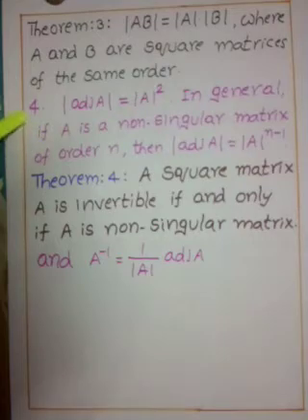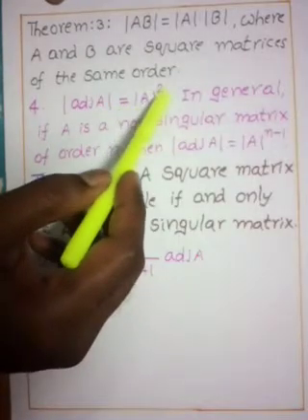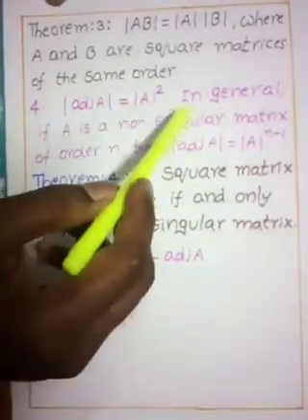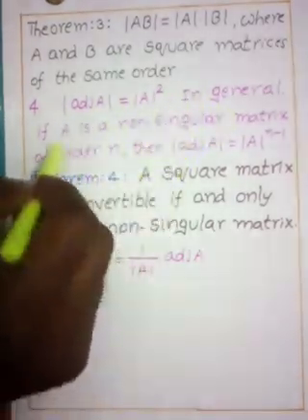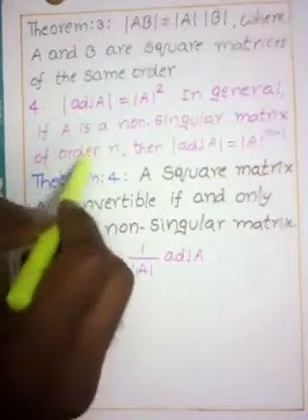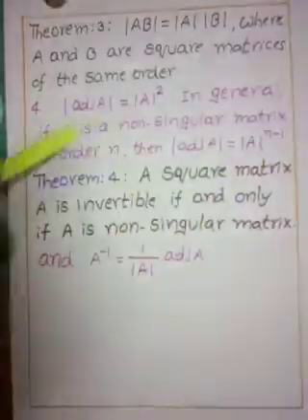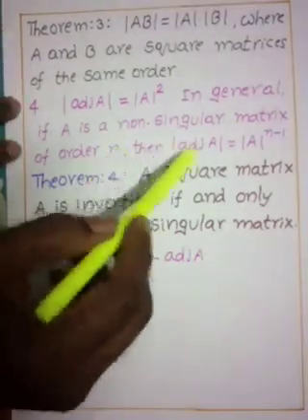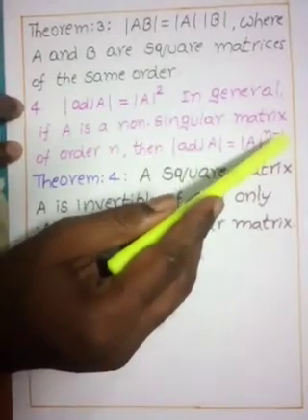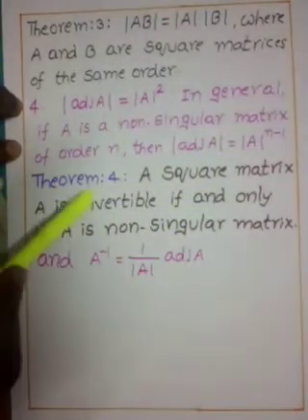Now come to the fourth point. Det adjoint A is equal to det A whole square. In general, if A is a non-singular matrix of order n, then det adjoint A is equal to det A whole power n minus 1. Remember this also as a formula. That is enough.